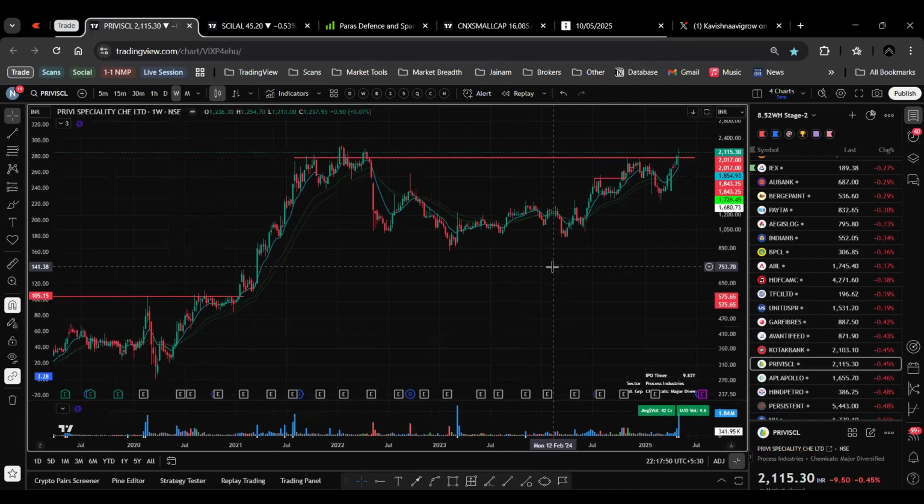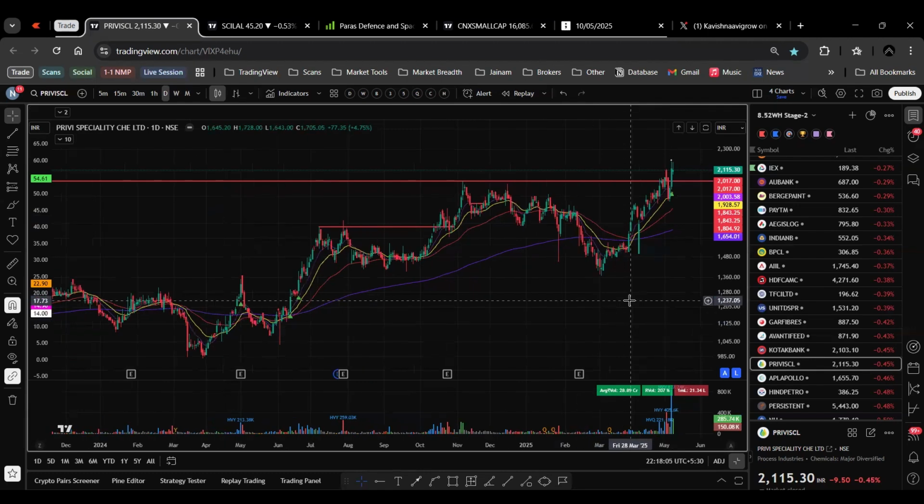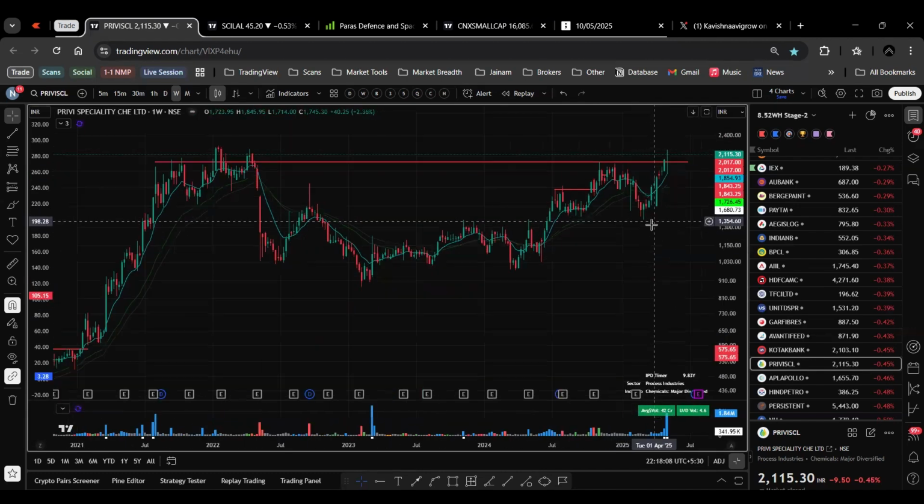Now see, Privy. Right now, even if it gets tight here for a couple of weeks, I won't personally touch it. I want it to move up a little bit more on high volumes with huge big candles. Reason being, whenever we get such a big breakout, it does not stop right at the breakout point. It never consolidates right here. If it does, it's just showing you that it's a slow mover.